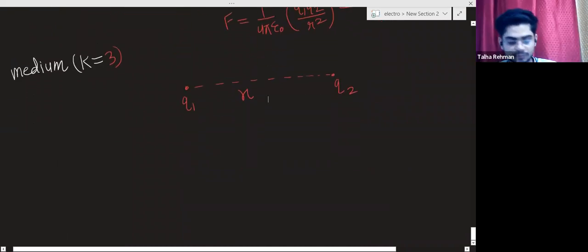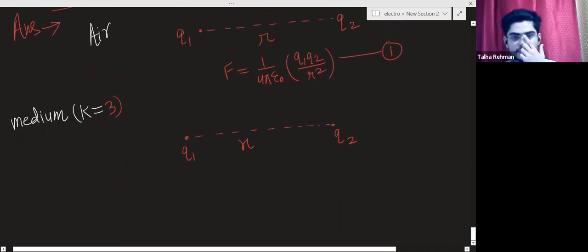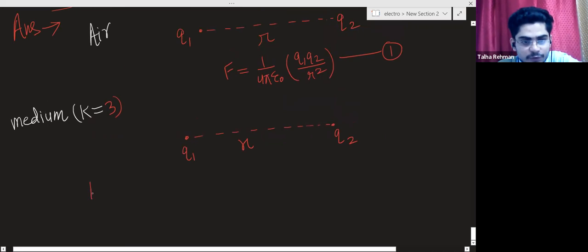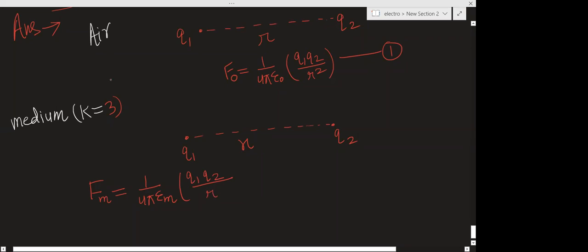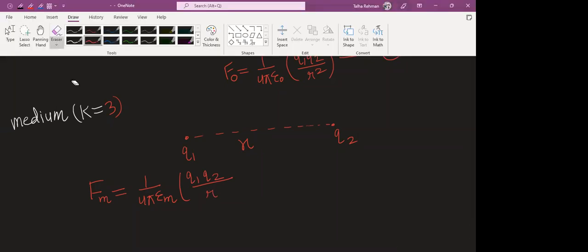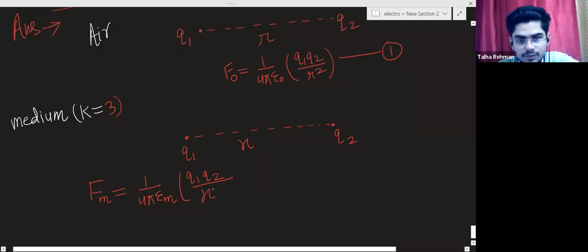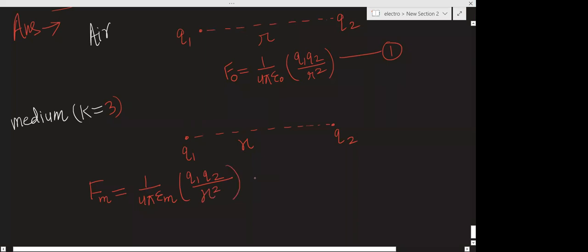Now let's see. Suppose this is F naught. If I want to calculate the force in the medium, what is the value? 1 upon 4 pi epsilon m into Q1 Q2 by X square. Yes, because it's X. So we let the distance be X for the question.